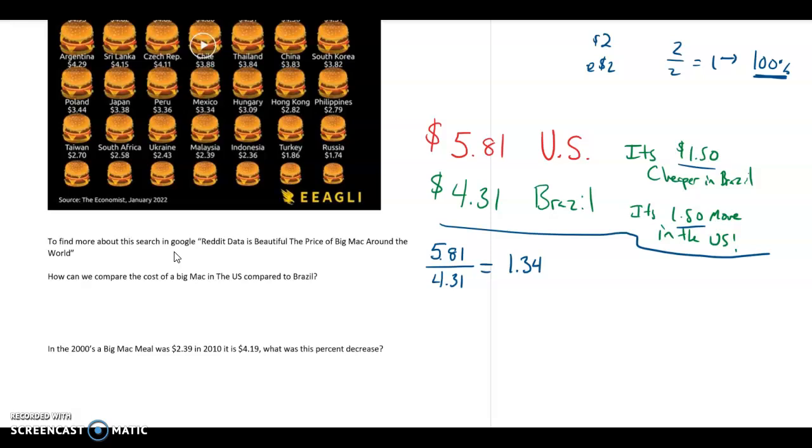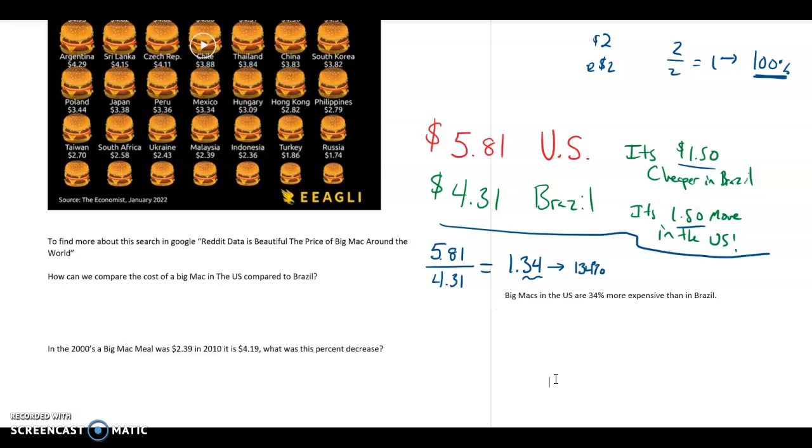But we can see here that the US is more expensive than Brazil. By what percentage? Well, look right here. How much over 100% are we? If we multiply that by 100 or move the decimal place, we end up with 134%. So we could say, and I'm going to write this, Big Macs in the US are 34% more expensive than in Brazil.